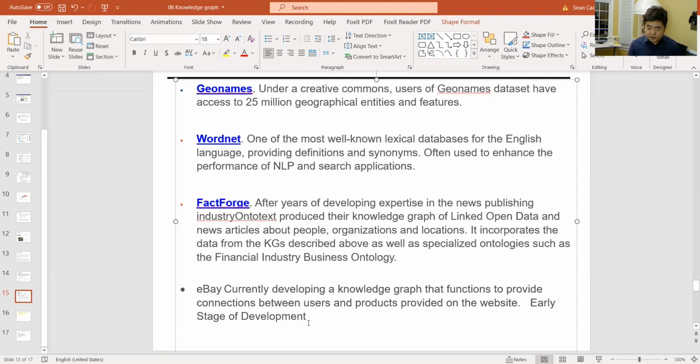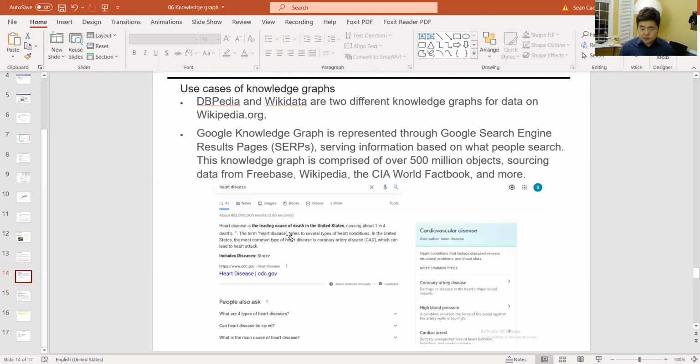eBay also developed a knowledge graph for users and products. This is very similar to the Netflix example I was talking about with you guys. If I'm a user of Netflix and you are a user of Netflix, what's our relationship? Do we share similar interests, or are we completely against each other? This is another example of what eBay is doing. If eBay has done that, you can use it for your own research. We're trying to use the existing data. Think about it. Do you want to build this by yourself?